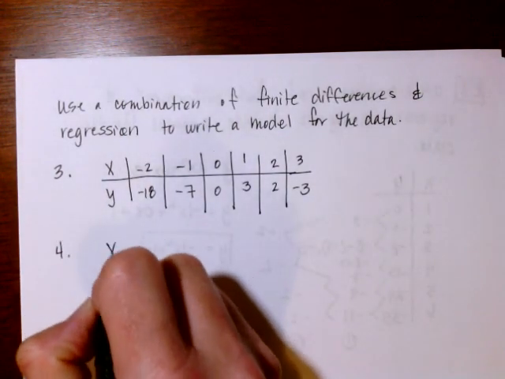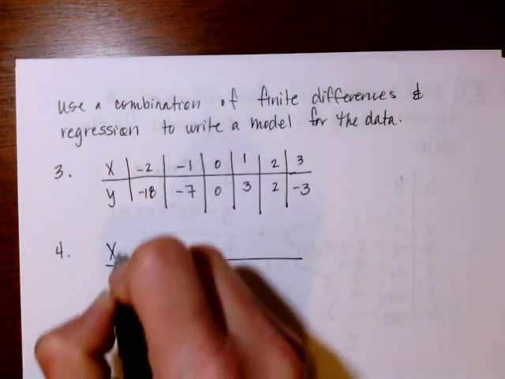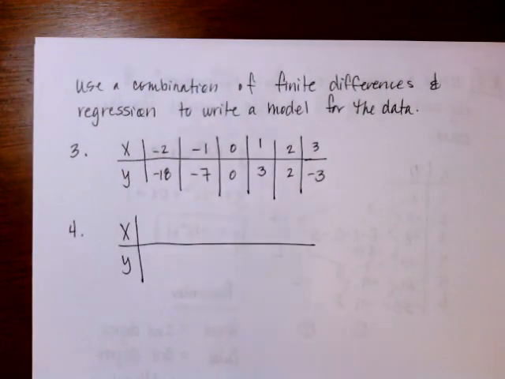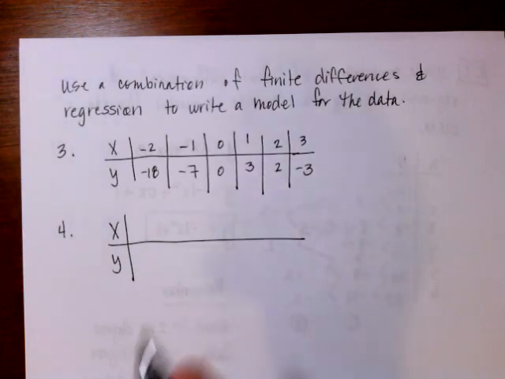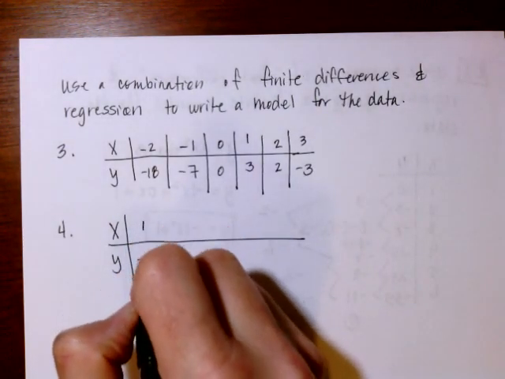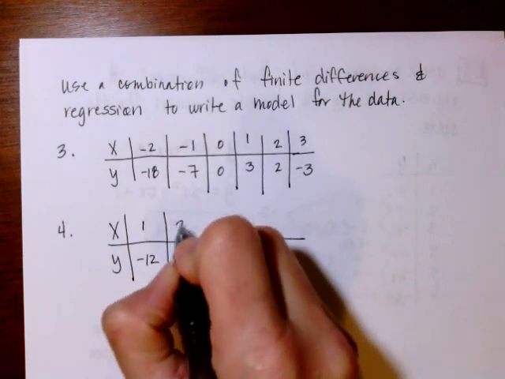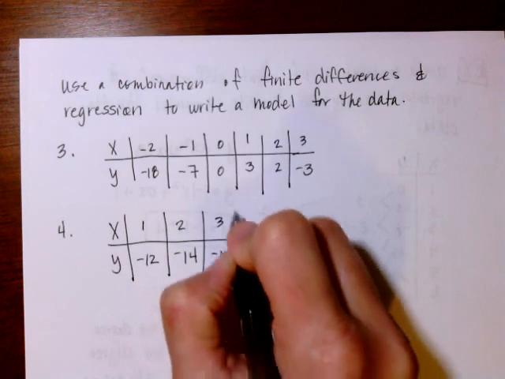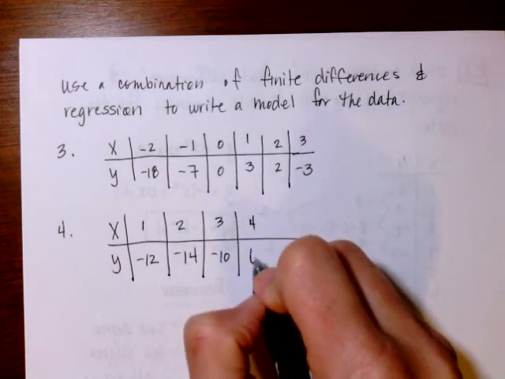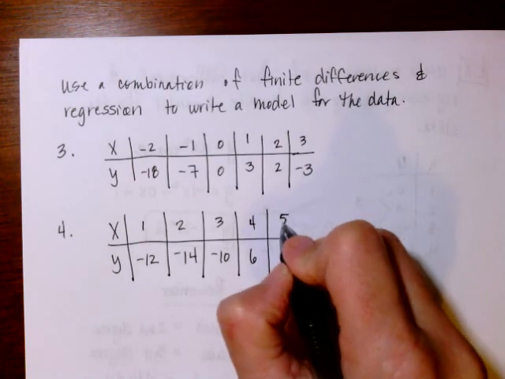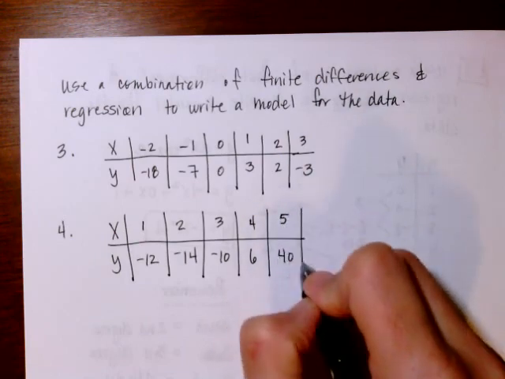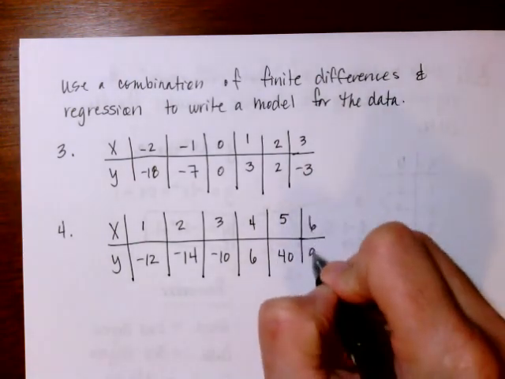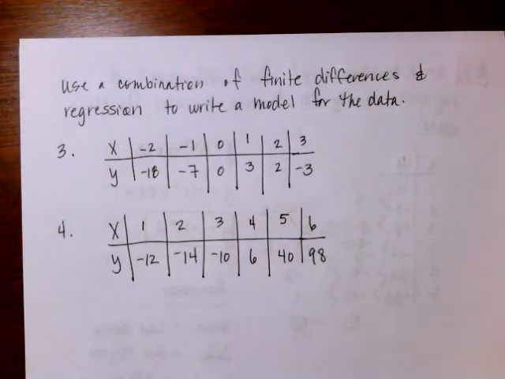Number 4, so I'm going to do it in a horizontal manner for this one also. And then you can decide if you like to do the math in a horizontal fashion or in a vertical fashion. So this is 1, -12, 2, -14, 3, -10, 4, 6, 5, 40, and then 6, 98. Alrighty, good luck doing your finite differences and your regression, and I will see you tomorrow.